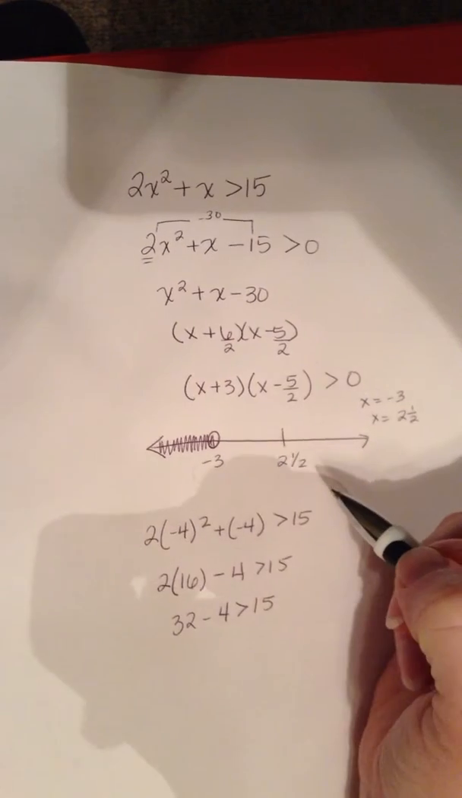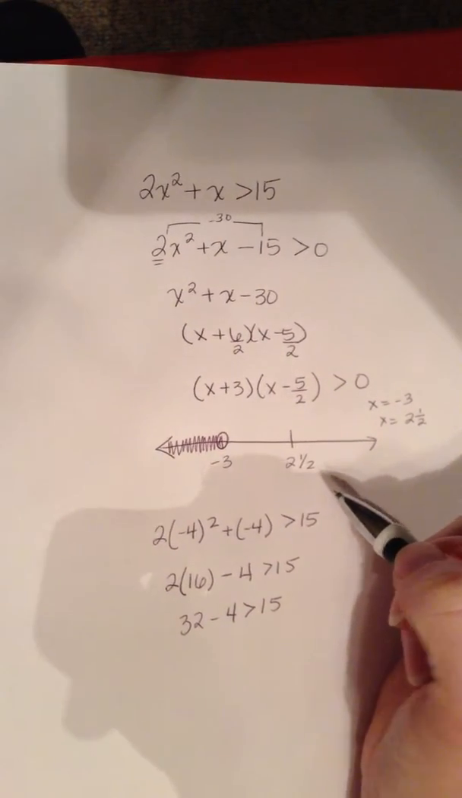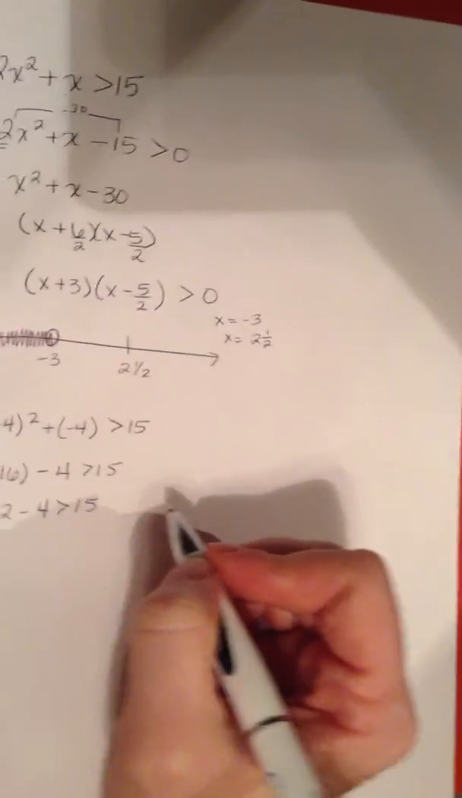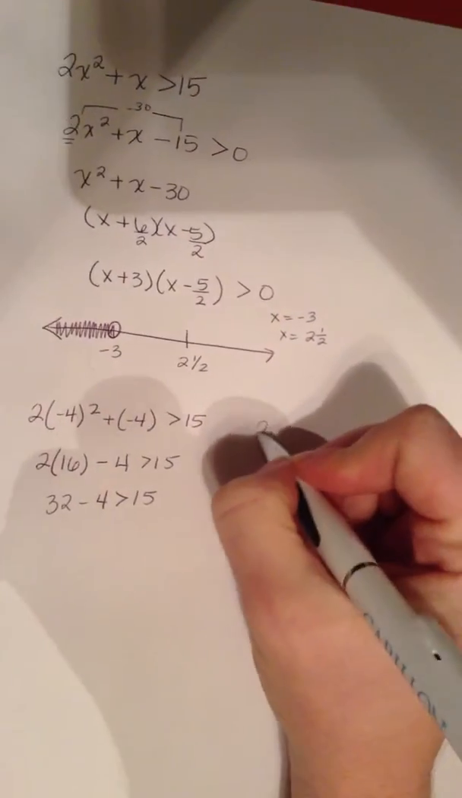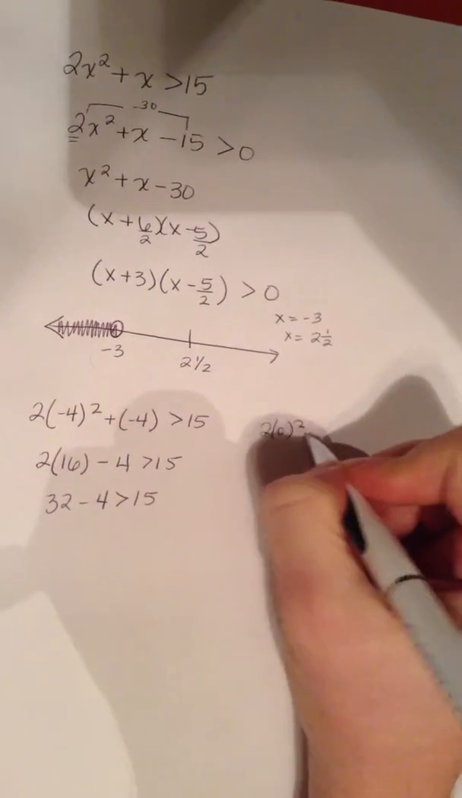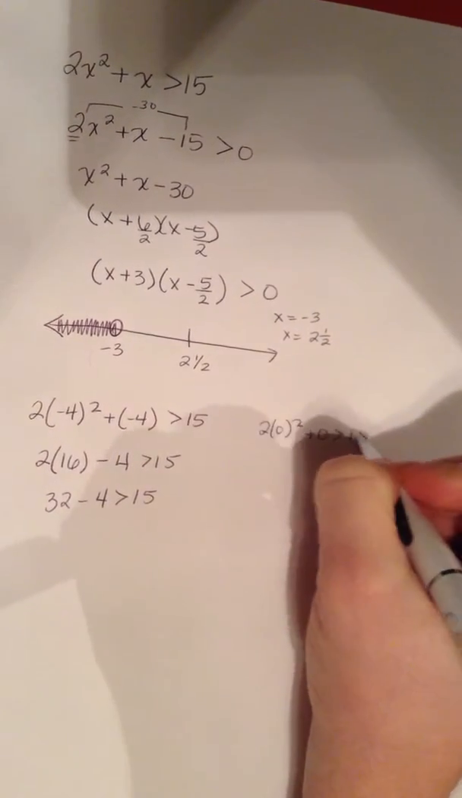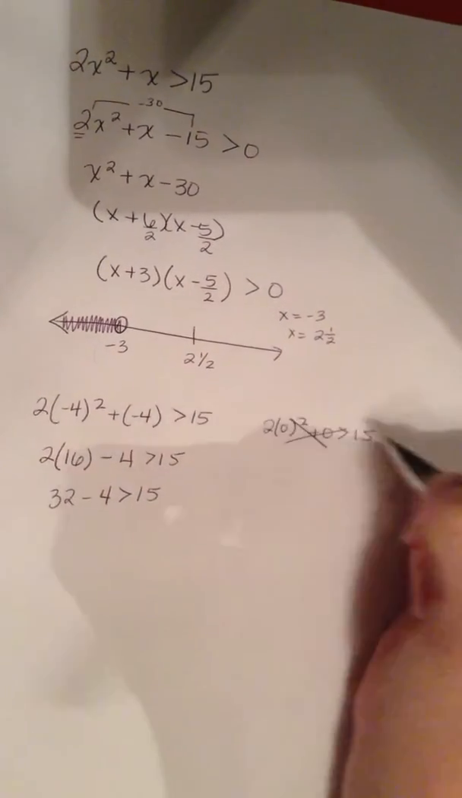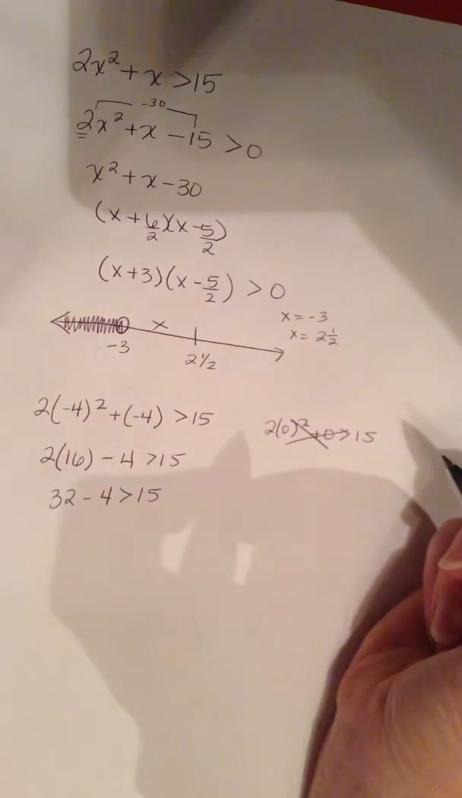Checking in between the two, 0 falls in between the two, so that's an easy one to check. So let's go ahead and check that over here. 2 times 0 squared plus 0 is greater than 15. That's 0, and 0 is not greater than 15, so this one doesn't work. This area does not qualify.